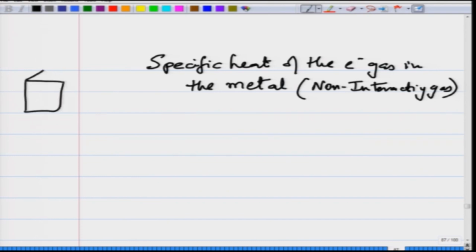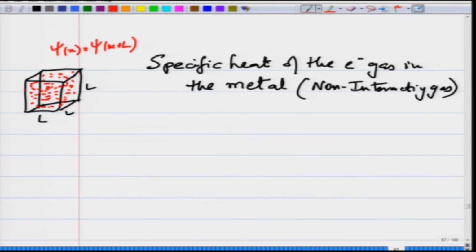Again you have a metal which has sides of length L, and you have the gas of electrons present inside this metal, drifting as plane waves, on which Sommerfeld applied periodic boundary conditions. For example, in the x direction, psi of x is equal to psi of x plus L, if you recall, which gave us the quantized states available for the electrons.